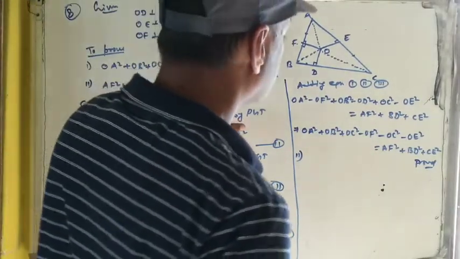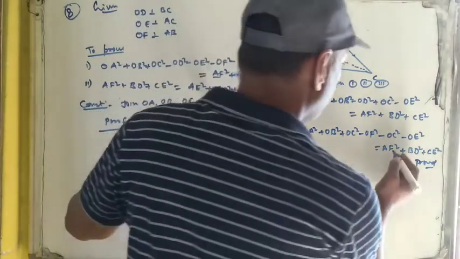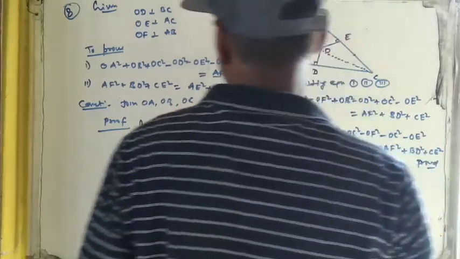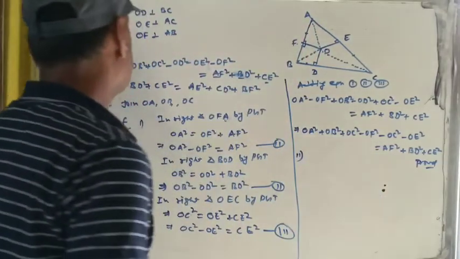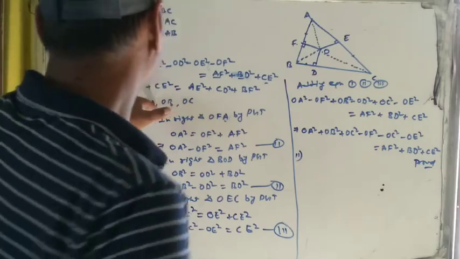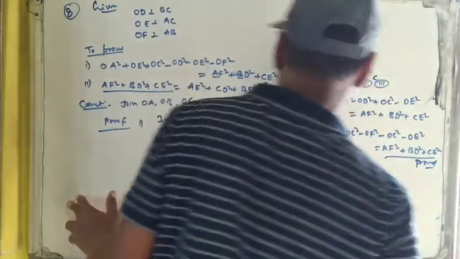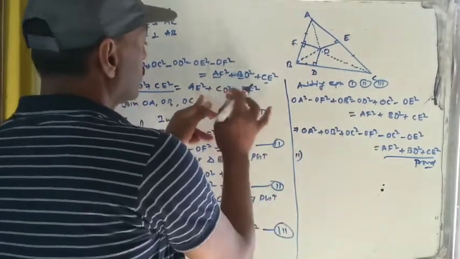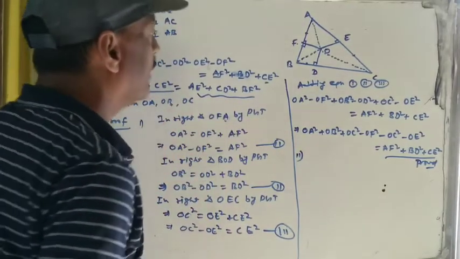The right hand side is the same as this one. We have to match only the left hand side. So how can we match the left hand side? This is AF square, BD square, C square. So this one is already matched with this one, and we have to make this into this. So AE, how can we get AE?